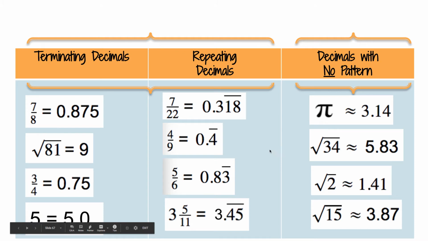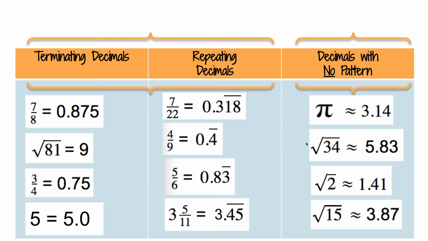For repeating decimals, 7/22, you should have 0.318 with a notation bar over the 1 and 8. Those are the two digits that repeat on forever. 4/9 is 0.4 repeating. 5/6 is 0.83 with the notation bar over just the 3. 3 and 5/11, 0.45 repeating. So these decimals, whatever the notation bar is over, those digits or the digit is going to repeat forever. We call them repeating decimals.